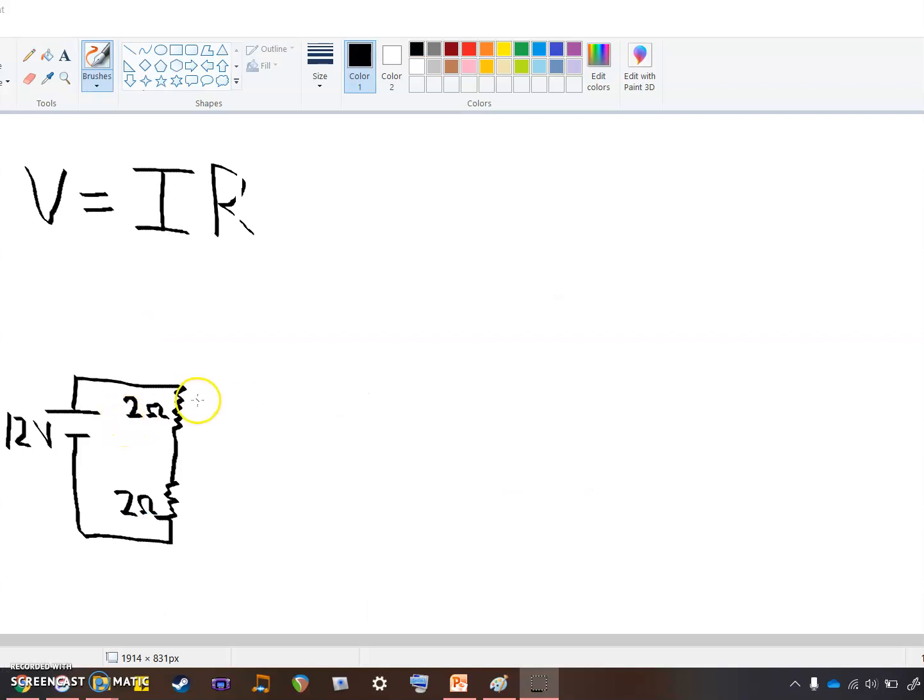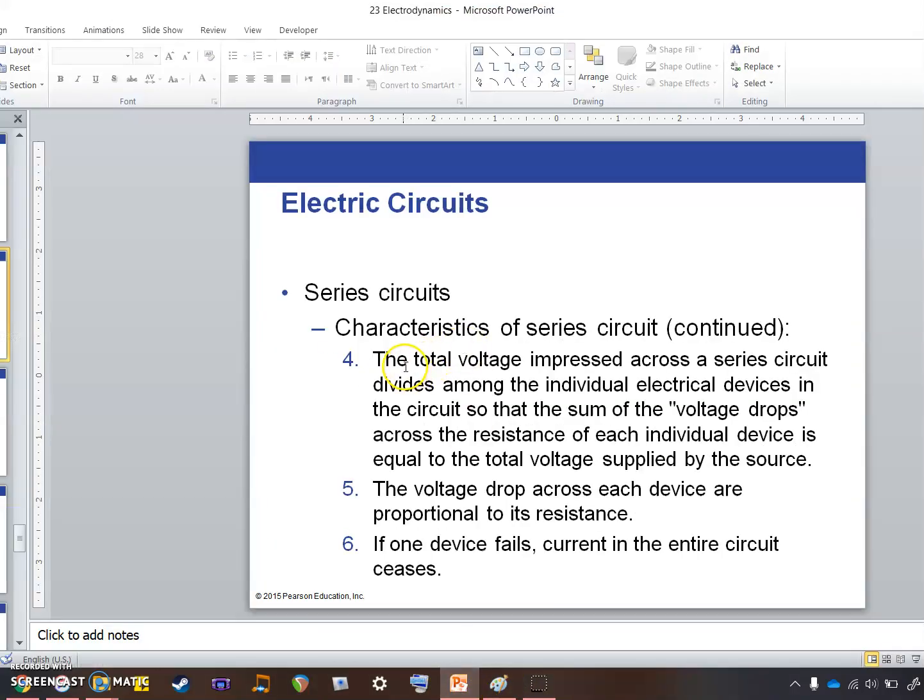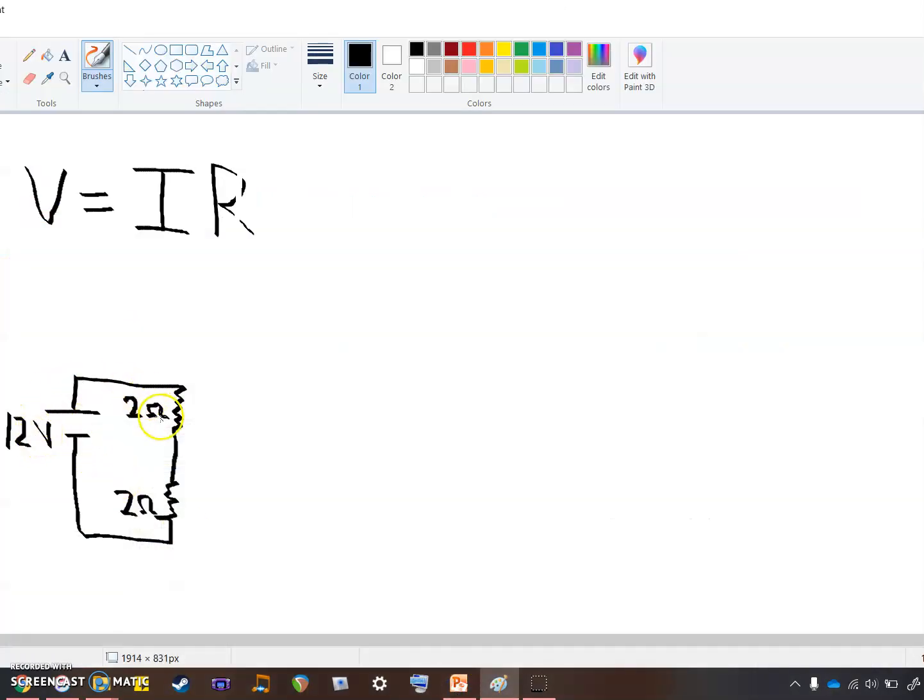So if we look back at our 2 resistor circuit, let's try to understand what that statement 4 said. The total voltage impressed across a series circuit divides among the individual electrical devices in the circuit. So essentially, we have a 12 volt drop here, right? The current comes out at the positive 12 volt end and goes back into the battery at the 0 volt end. So the charges aren't going to re-enter the battery until they've gone through that 12-volt drop, right?